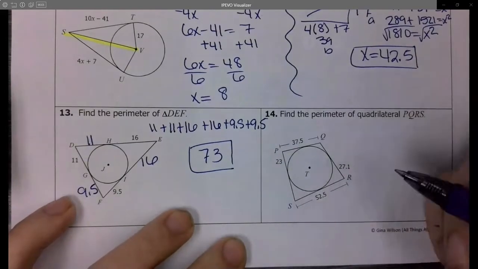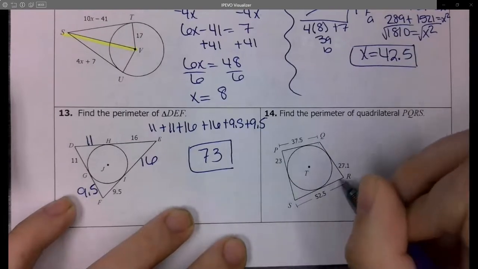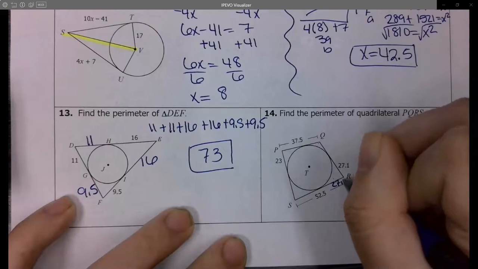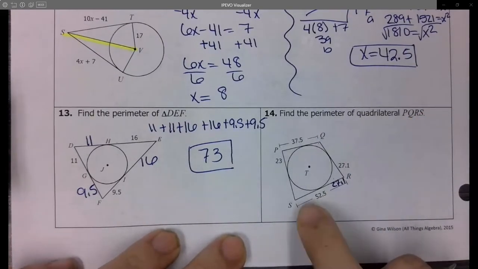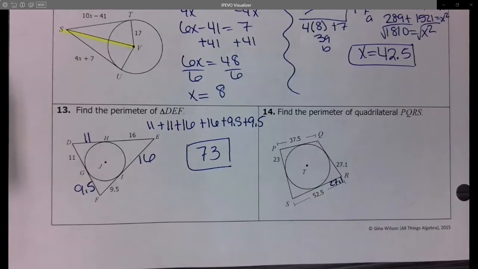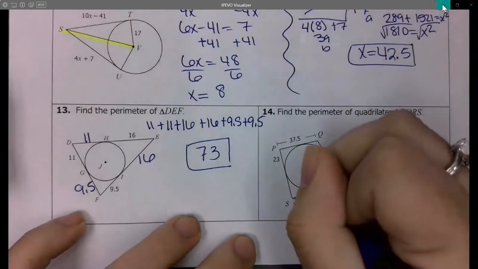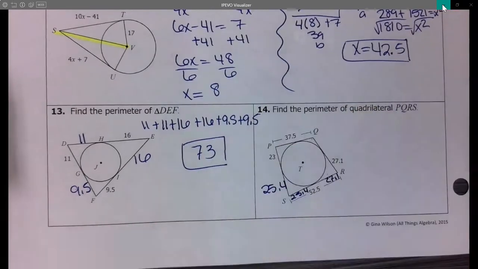On this one, it's a little bit tricky. I'm missing this side length and this side length. So I know that this one has to be the same as the 27.1. So this is 27.1. I need to take the 52.5 and subtract 27.1 to figure out this one right here, which gets me 25.4. Which makes this outside one 25.4.